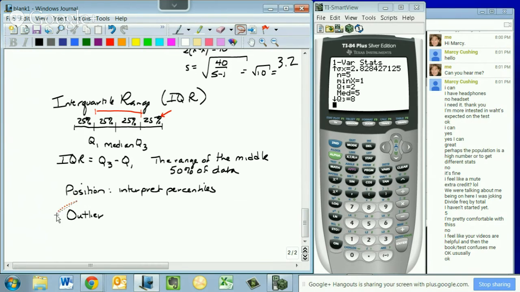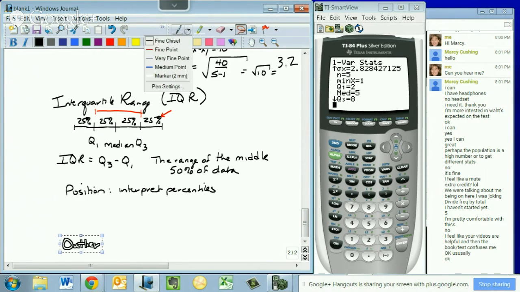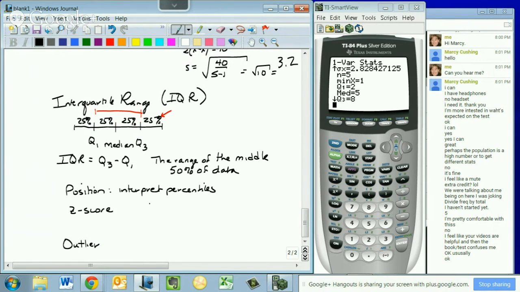Another measure of precision is something called a z-score. And to get a z-score, you take a value, subtract the mean, and divide by the standard deviation. And a z-score basically tells you how many standard deviations a value is located from the mean.